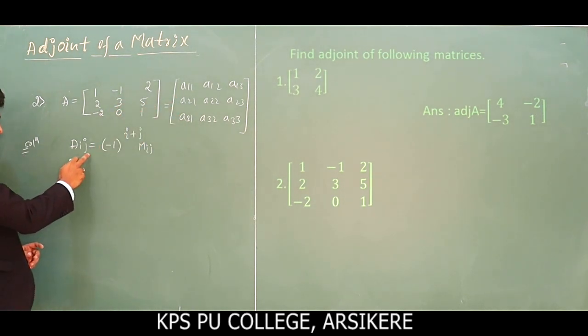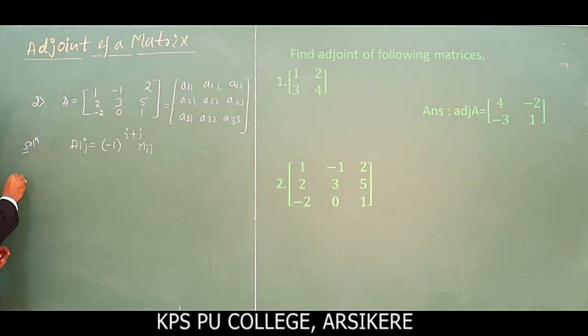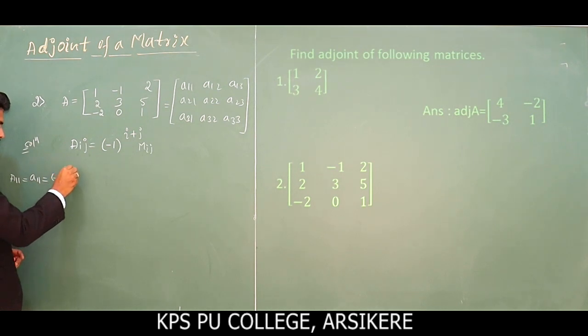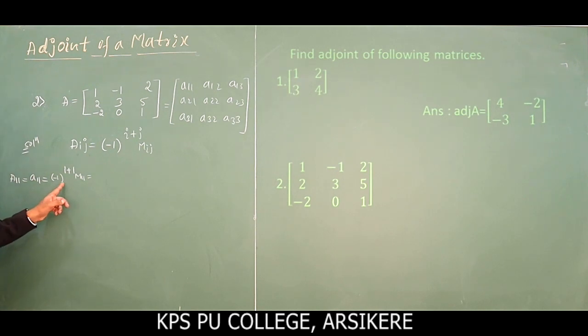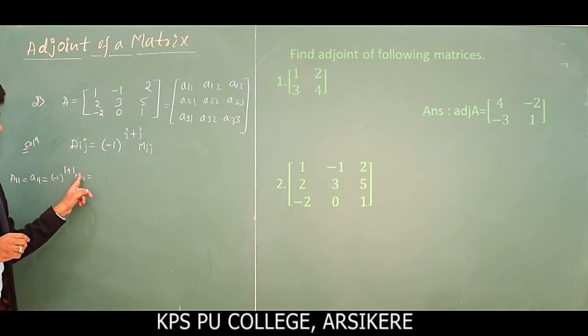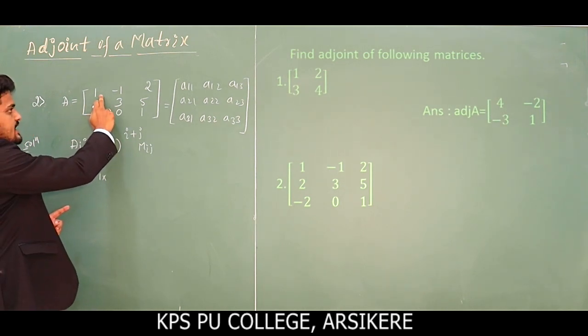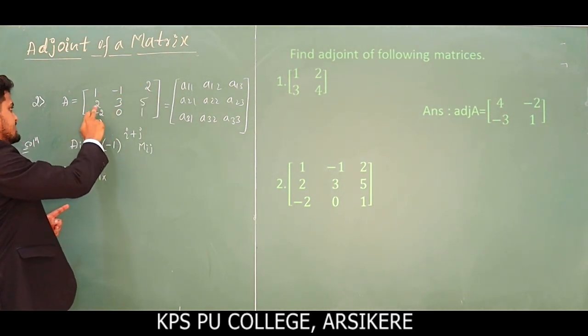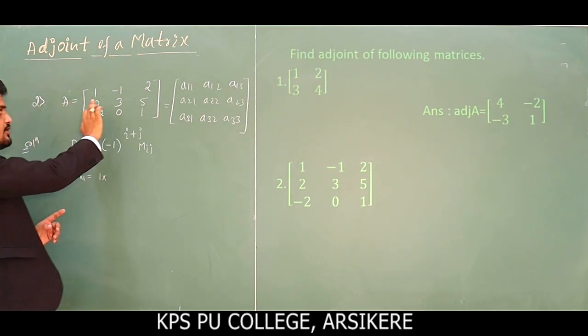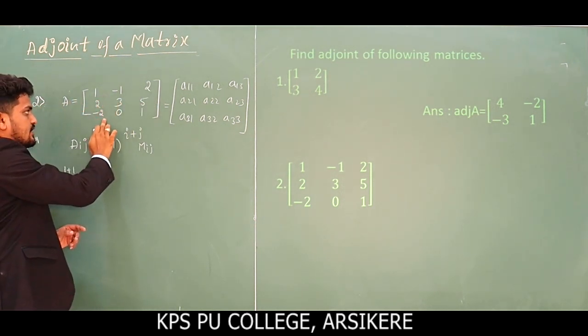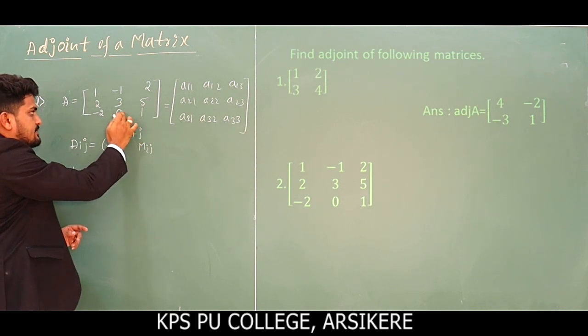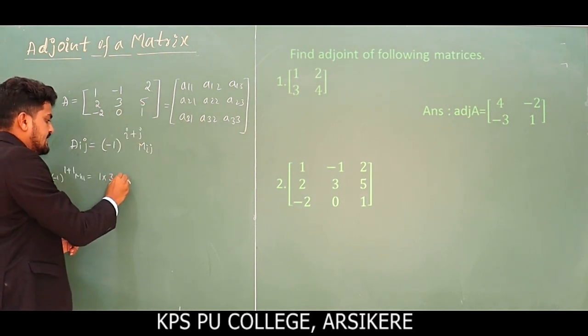So first we have to find A11. In place of Aij, A11 is equal to minus 1 to the power of 1 plus 1 into M11. M11 is nothing but the minor. So minus 1 to the power of 2 is plus 1, into the minor M11. So eliminating the ith row and jth column, the remaining is 1 into 3 minus 0, which is equal to 3.